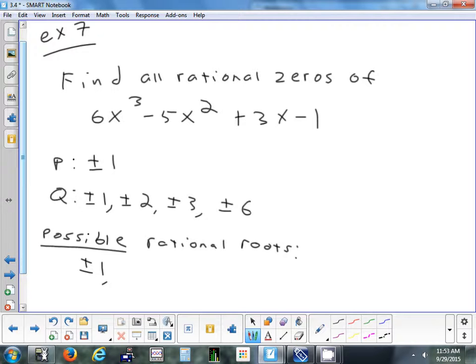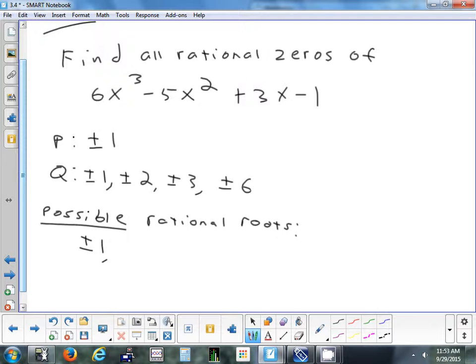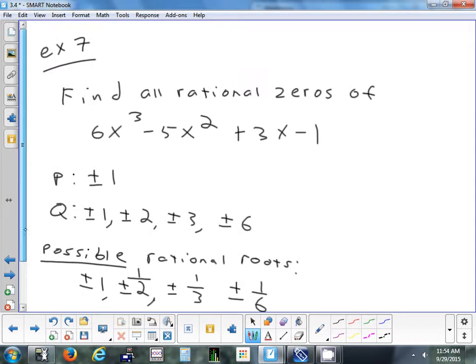Positive or negative 1. Derek, can you give me my next one? Oh, yeah, you could have 1 over positive or negative 2. Yep. What else? You could have positive or negative a third, and positive or negative a sixth. Okay, let's graph and see if any of those look like possible roots.